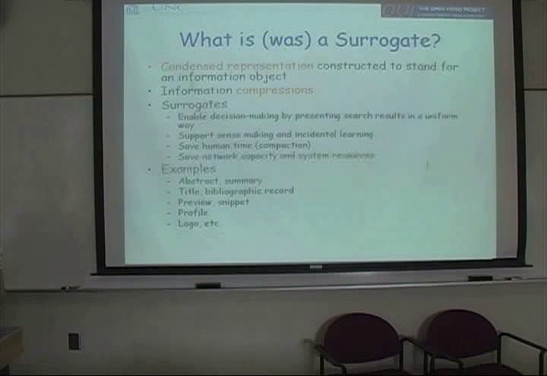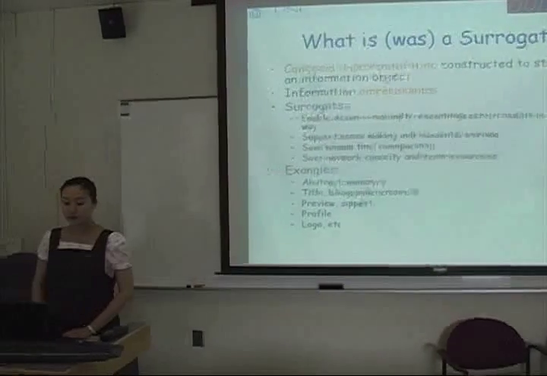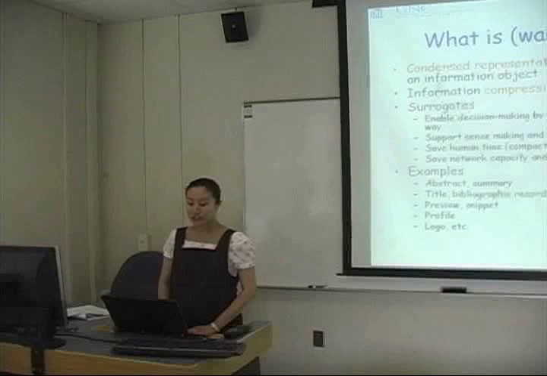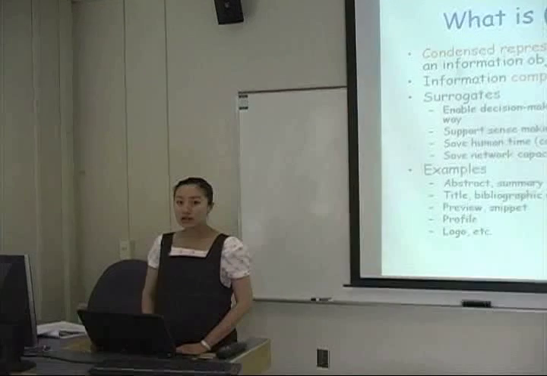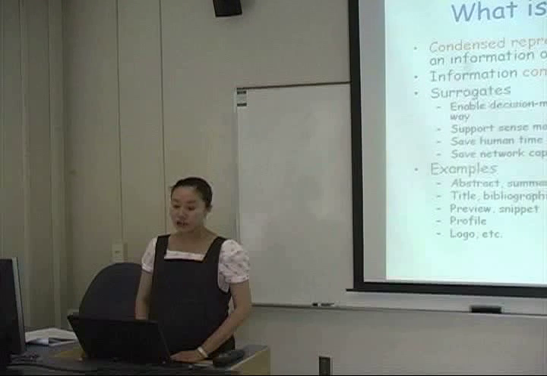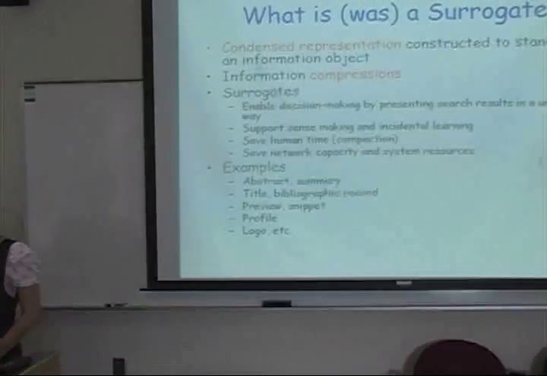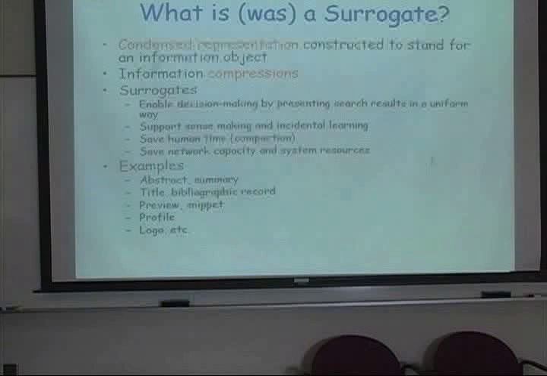First, I will start with the question: what is a surrogate and why do we need surrogates? Surrogates are condensed representations constructed to stand for primary information objects. Surrogates are information compressions which can enable decision making by presenting search results in a uniform way. Surrogates can also support sense making and incidental learning.